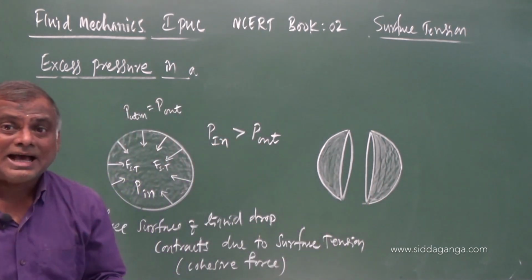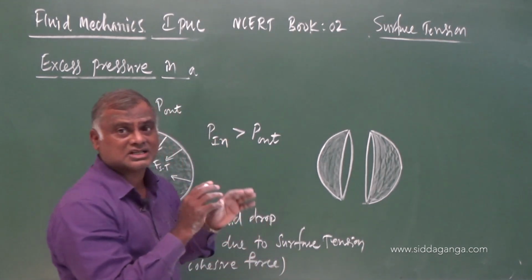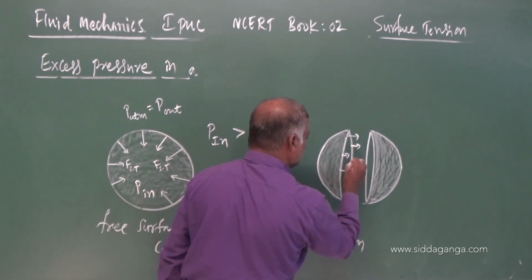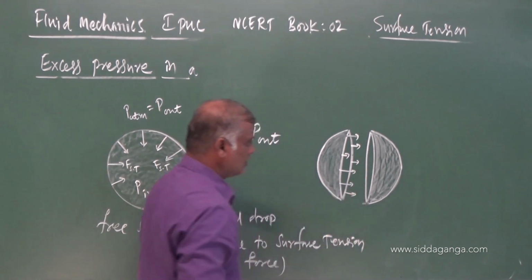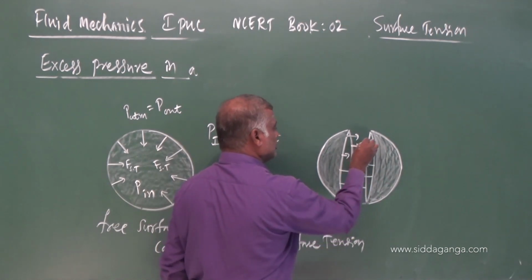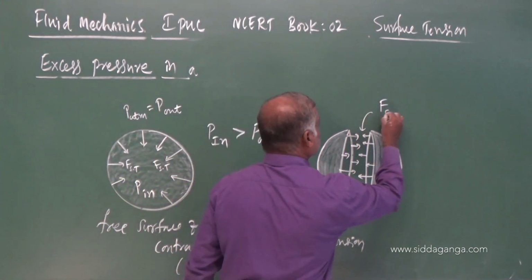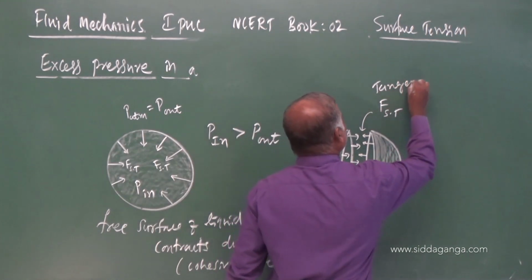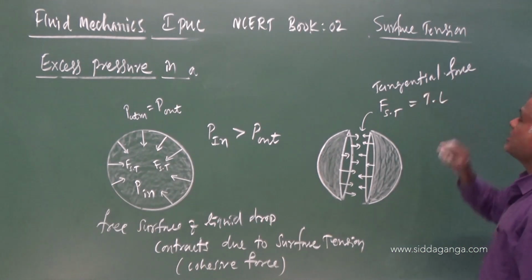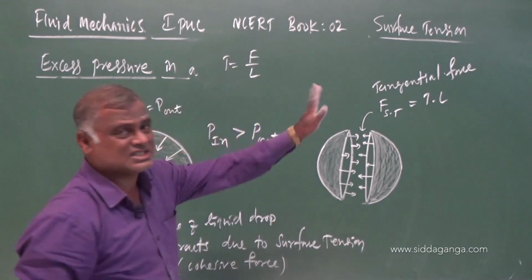Now, there is a tangential force acting on the free surface of the fluid. Just imagine there is a tangential force acting on the free surface of the fluid. Again here also. What is this? Force due to surface tension, that is the tangential force. That is given by the formula T into L. Again, my dear students, surface tension is force per unit length. The same concept we are applying here.